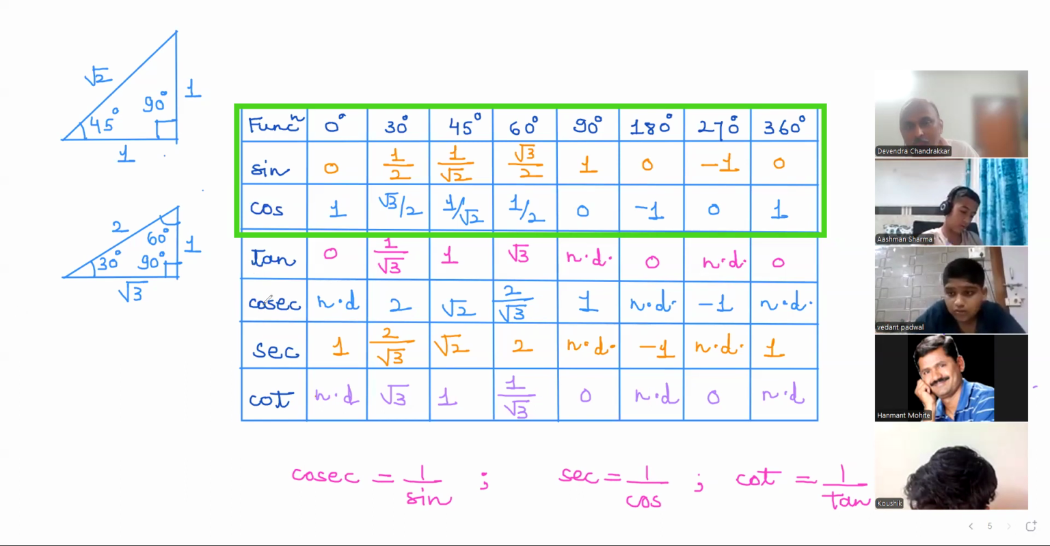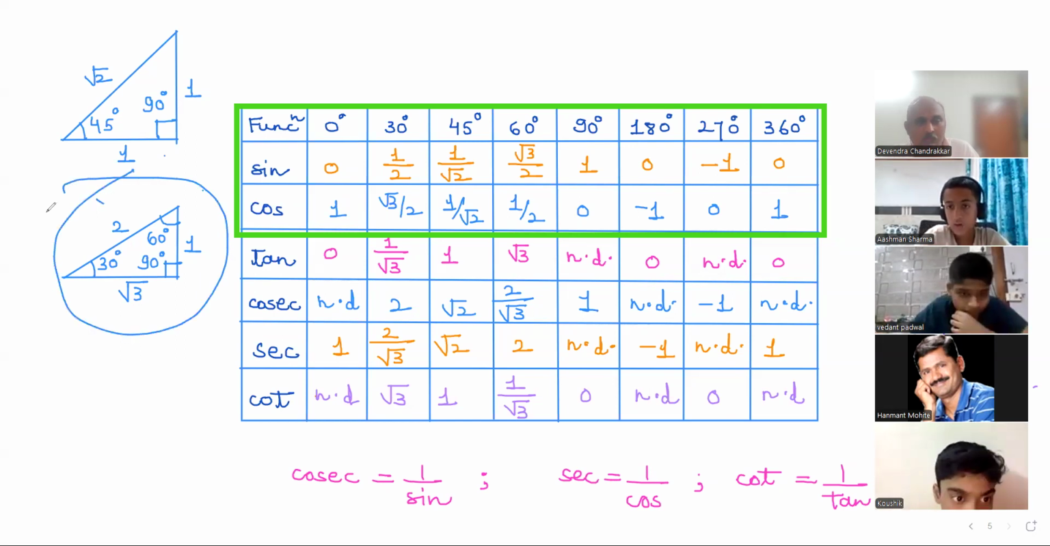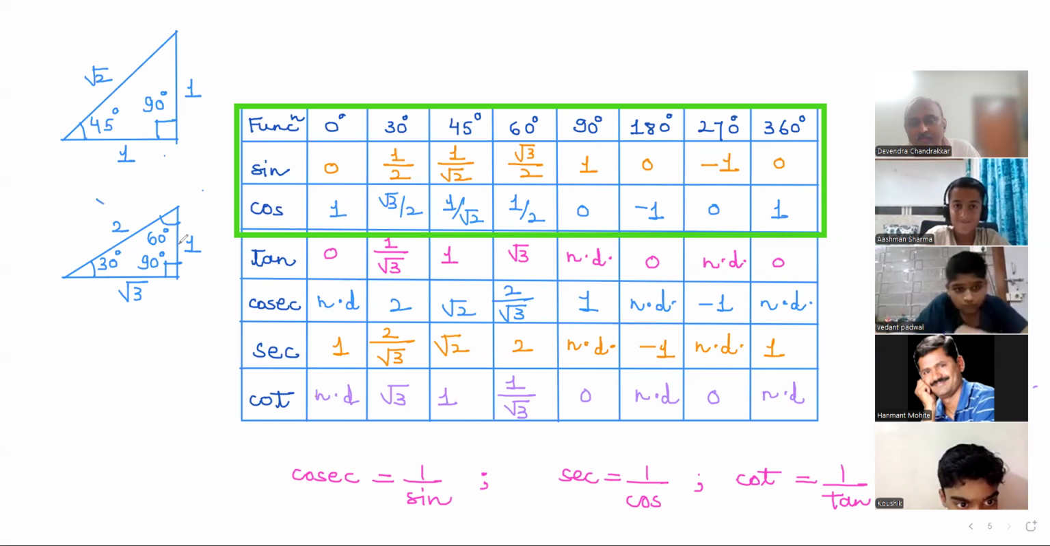Hello sir. हाँ बोलो बोलो, which part you didn't understand? Sir, in that triangle with 30 degree, 60 degree and 90 degree, right angle. अच्छा, ये triangle, this triangle you didn't understand. ओके, yes.